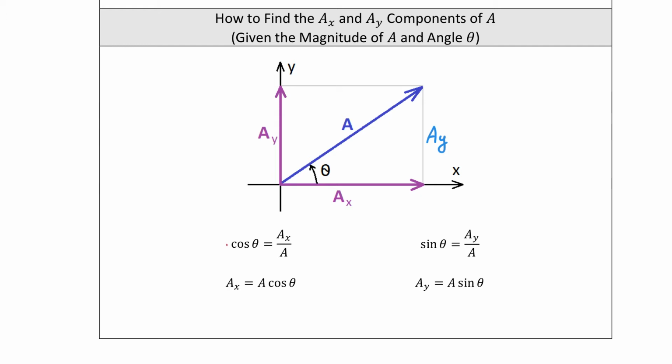If we multiply both sides of this equation by A, then on the right side A and A cancel, and we have that a sub x equals A cosine of theta. This is how we find the horizontal component of vector A. Also, from this triangle, sine of angle theta is the opposite side a sub y divided by the hypotenuse. That is, sine of theta equals a sub y divided by A. If we multiply both sides of this equation by A, then on the right side A and A cancel, and we get that a sub y equals A sine of theta. This is how we find the vertical component of vector A.